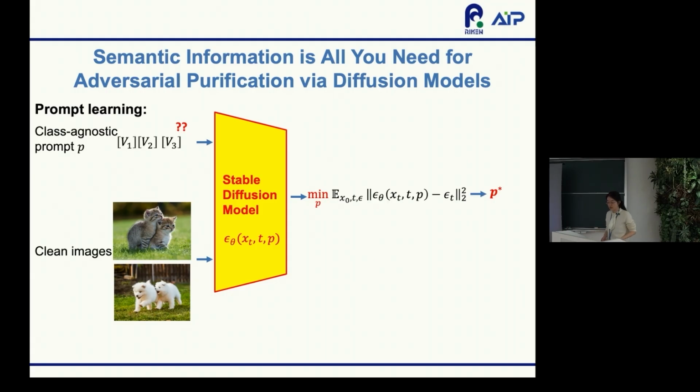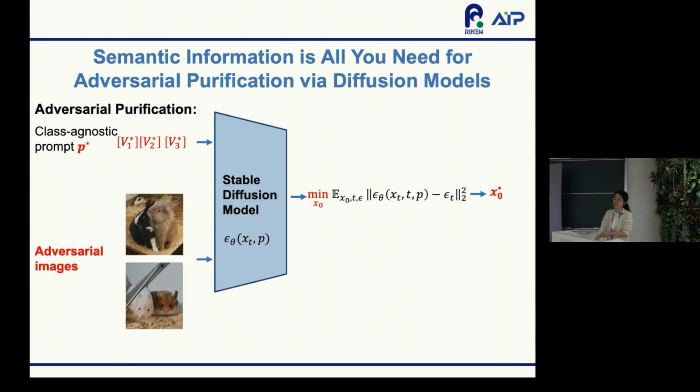So here we learn the class agnostic prompts by minimizing the diffusion loss as we did before. But here the diffusion model becomes a stable diffusion model, so we can include this semantic information explicitly as much as possible. At the end, we learn this class agnostic prompt for the downstream adversarial purification. Given an adversarial image, we use this stable diffusion model to denoise the adversarial noise.